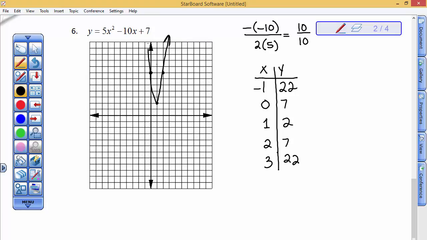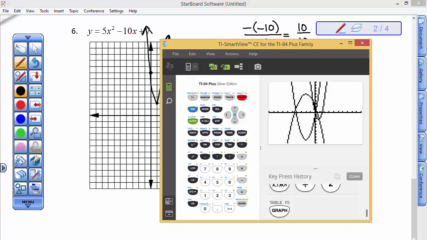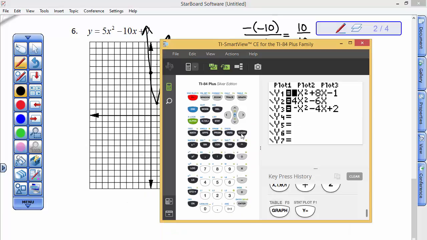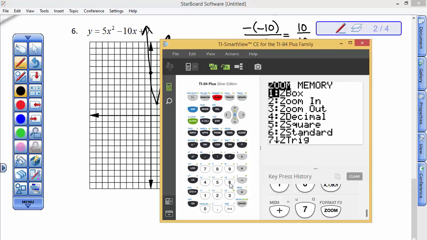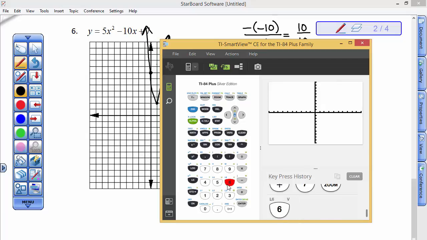Oh, this is not supposed to be a straight line. This is supposed to be somewhat of a curve. Really hard to do. You know, check it on your graphing calculator. Let's clear everything. And so don't forget that you have this as an option. My equation was 5x squared minus 10x plus 7. And just in case I can't remember, I'm going to go zoom and number 6 for a standard viewing window. And here is that skinny parabola that we just graphed.